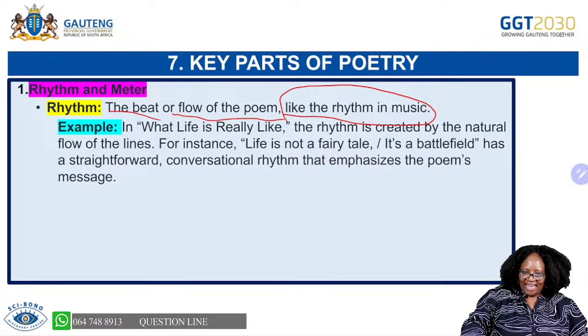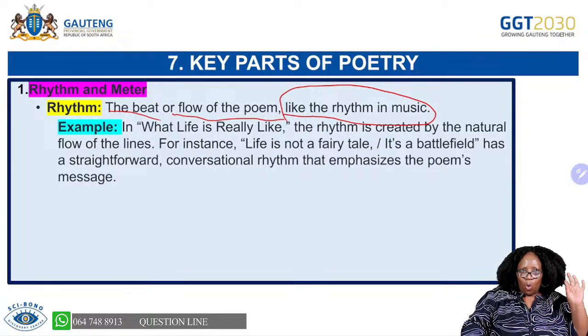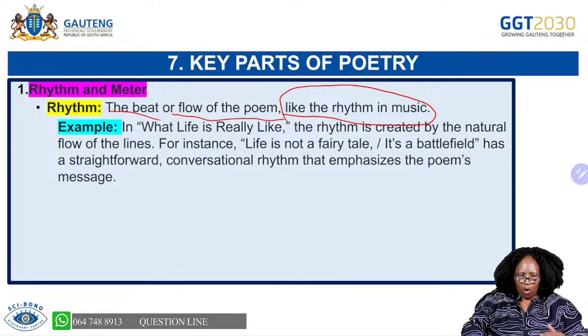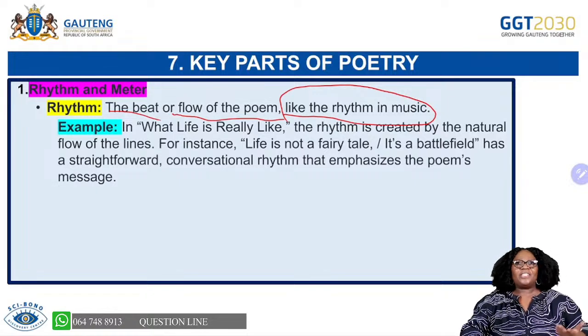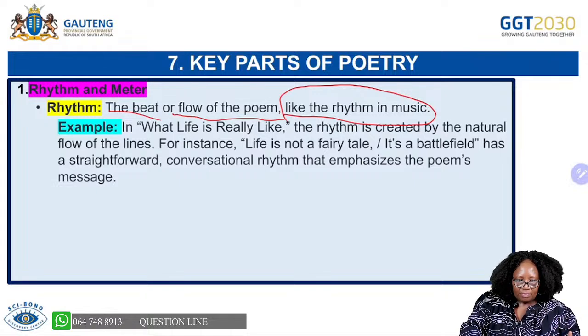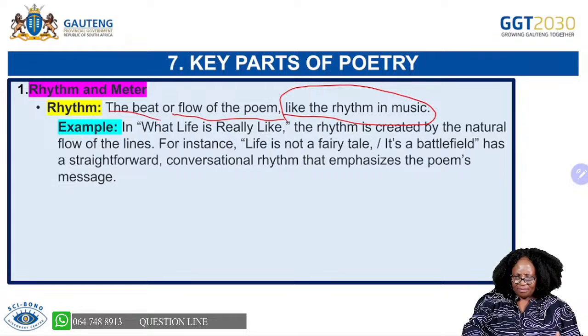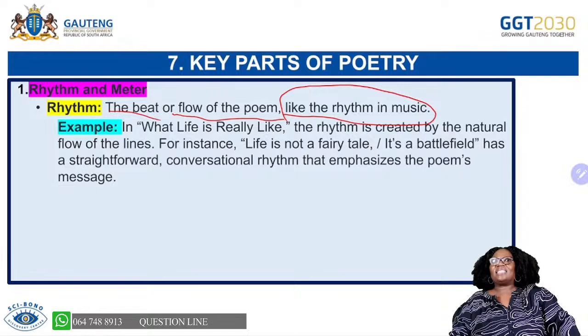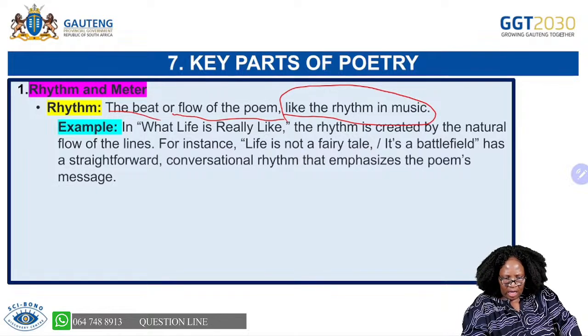Let's look at the example. What life is really like. The rhythm is created by natural flow of lines. For instance, life is not a fairy tale, it's a battlefield. There's a straightforward conversational rhythm that emphasizes the poem's message.